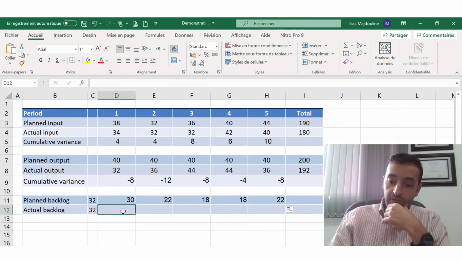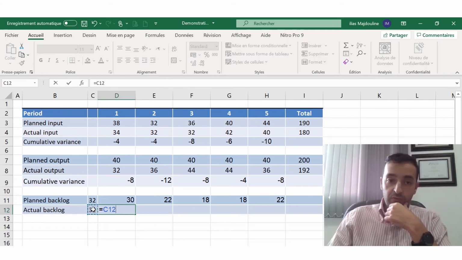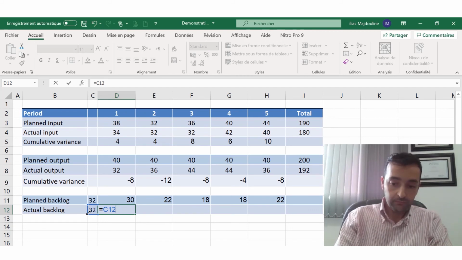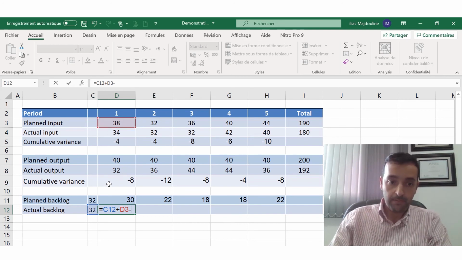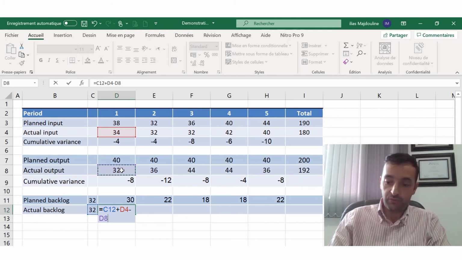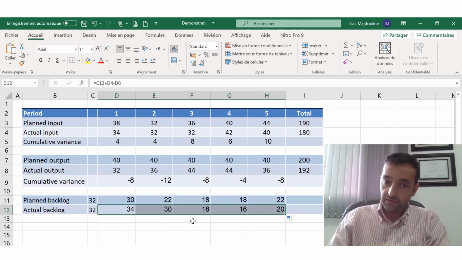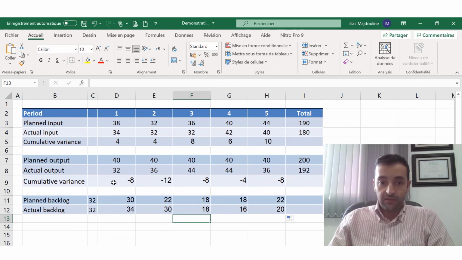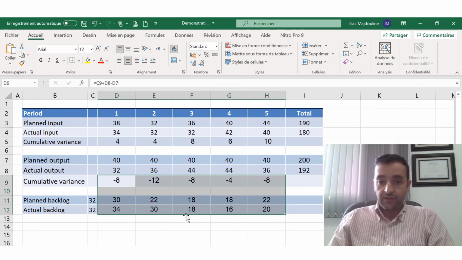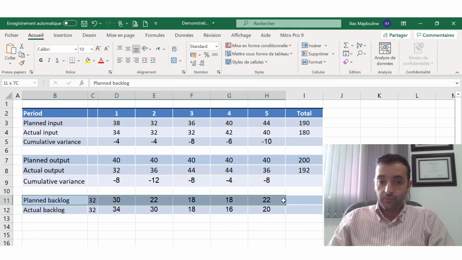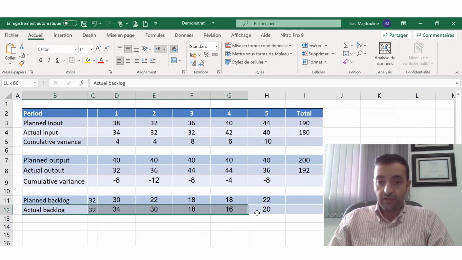What about the actual backlog? For the actual backlog, we use the same formula calculations. So the previous backlog plus the input minus the output. The input, I have to take the actual input, because now we are in the actual backlog, minus the actual output. So the result is 34, and the formula can be copied in the next periods. So this way you can have your planned backlog and you can compare it to the actual backlog.